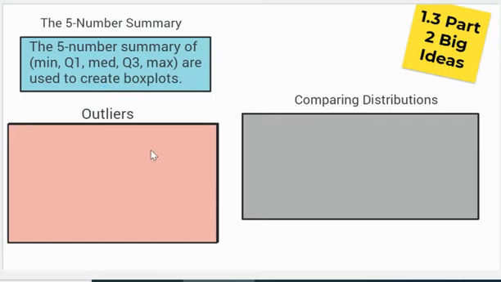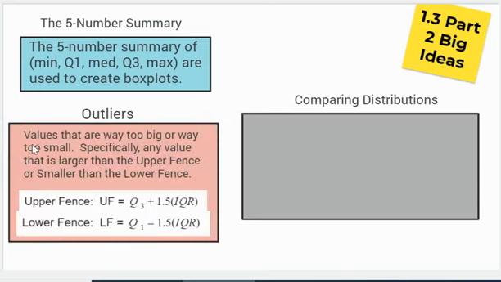The second big idea for this section is outliers. So what do we need to know about outliers? Well, they are values that are way too big or way too small. Specifically, any value that is larger than the upper fence or smaller than the lower fence is considered an outlier. And down here we have our formulas for the upper and lower fences. So if there are any values that are outside of these fences, those are considered outliers.